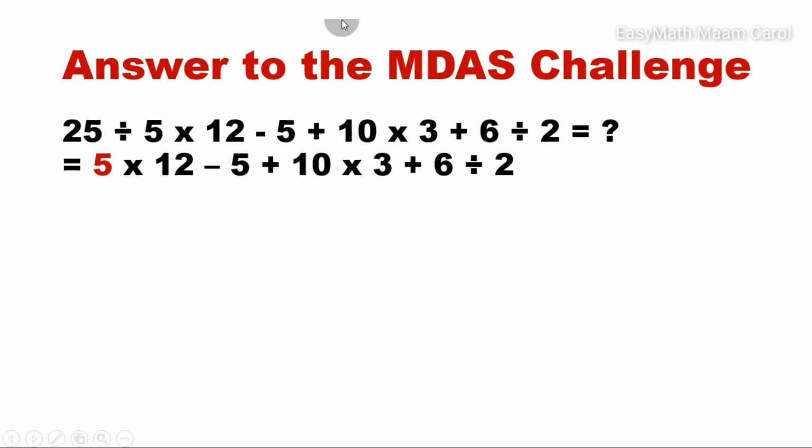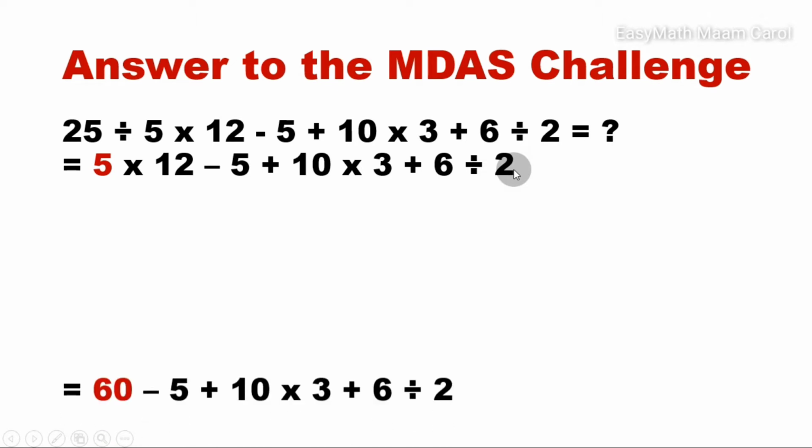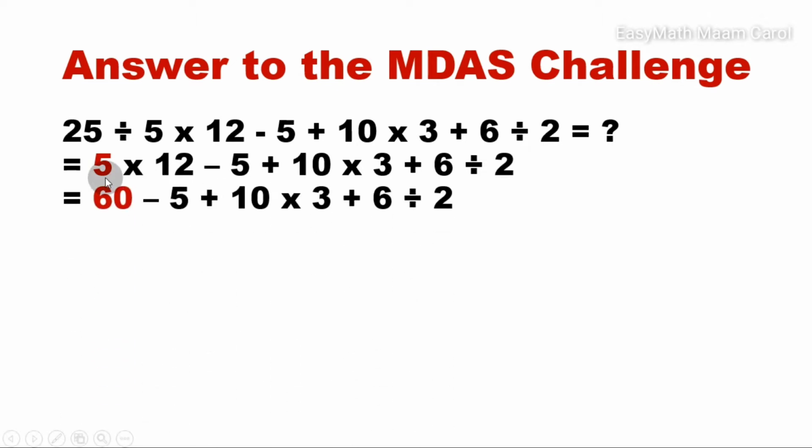So, I will just copy all the other expressions after those two numbers na 25 divided by 5 para malinaw yung solution natin. So, after that, meron naman tayong multiplication, and that would be 5 times 12. The answer for that is 60, as indicated by the red number here. So, again, to make everything simpler, let us just copy the next numbers after that para malinaw. Okay? So, yung 60 muna yung sinolve natin because that's 5 times 12.